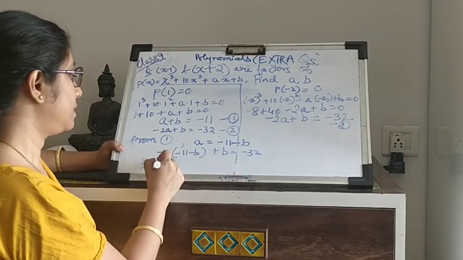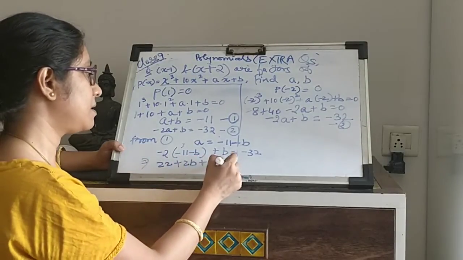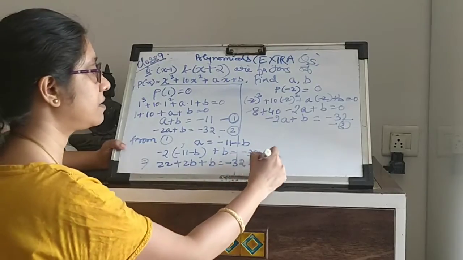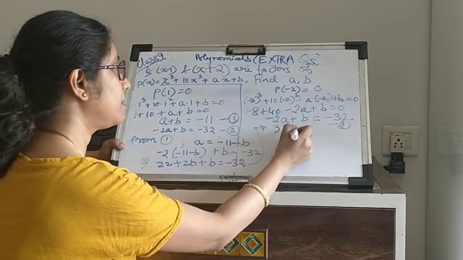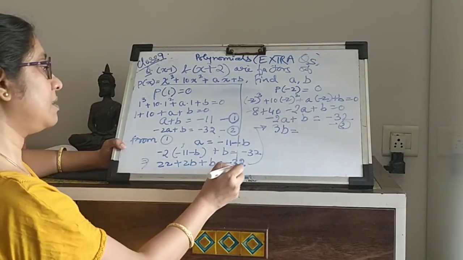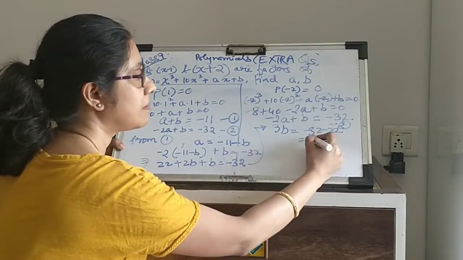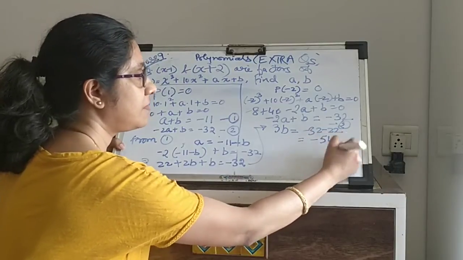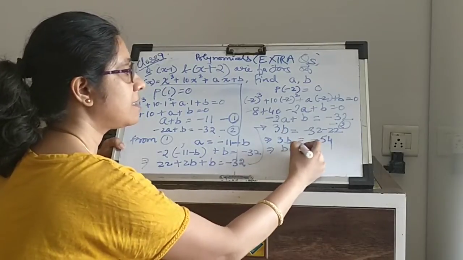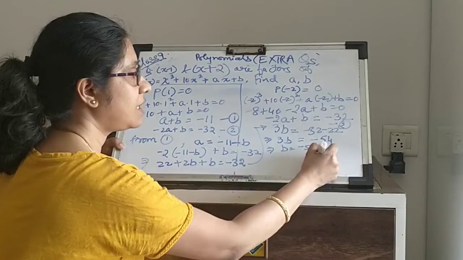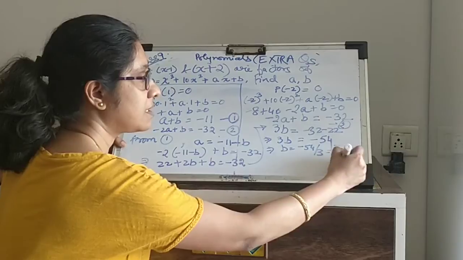So it's simple. 22 plus 2b plus b is equal to minus 32. I'll continue it here. So what we have is 2b plus b, 3b, is equal to minus 32 minus 22, which is minus 54. So b is minus 54 by 3. That happens to be minus 18.